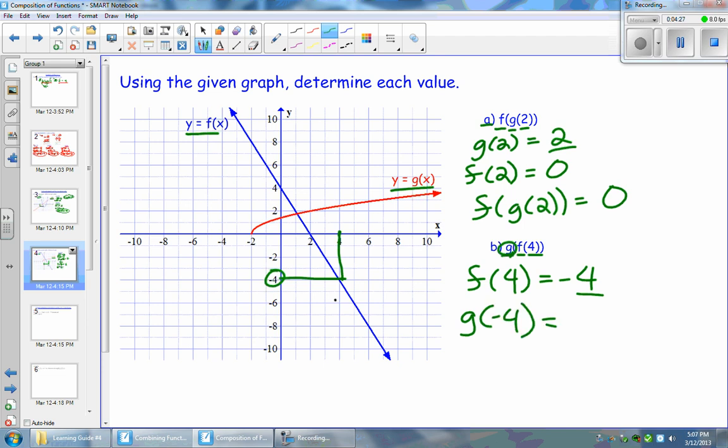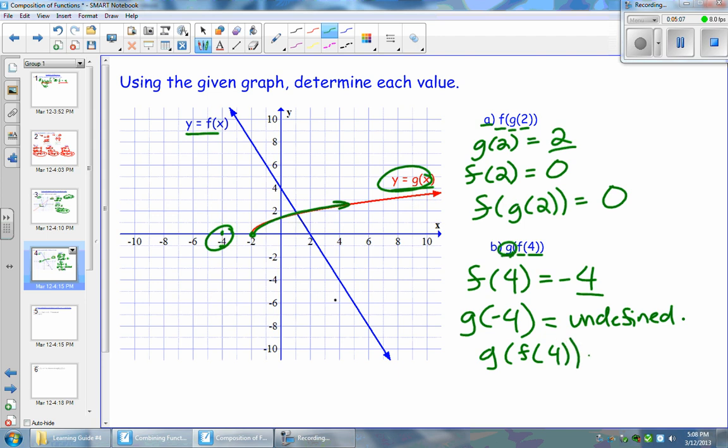Let's go to our g function here. Our g function is that radical red graph. There's our x value right there. But notice that this red curve is not defined when x is equal to negative 4. It starts at negative 2 and keeps increasing towards positive infinity. There are no y values when x is equal to negative 4. So what can we conclude here? We can say that g of negative 4 is undefined, and that's what you're going to say about the entire composition. So g of f of 4 is undefined.